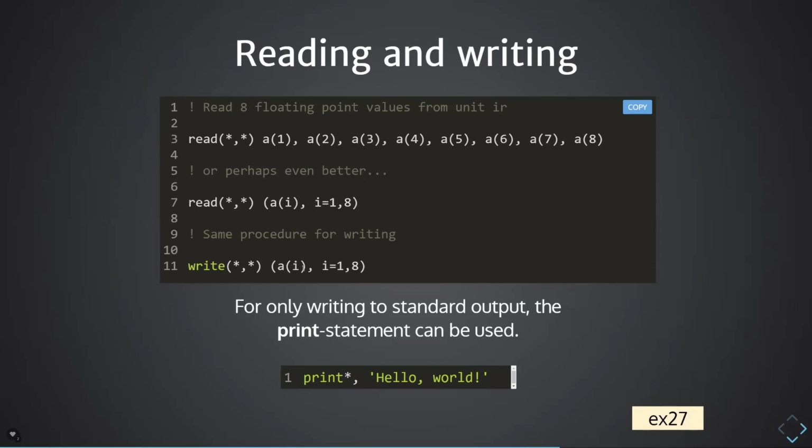You can use the same thing for writing here. In this case, I write instead of reading. There is also a new statement in Fortran 90 which you can use to quickly print something on the screen. It's called print star, and you can leave out the second star, which is actually formatting, which I will come to later, and just print something out here.